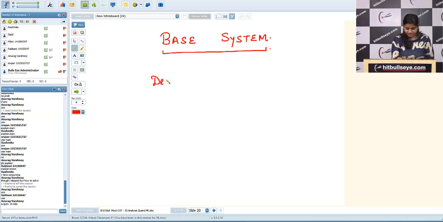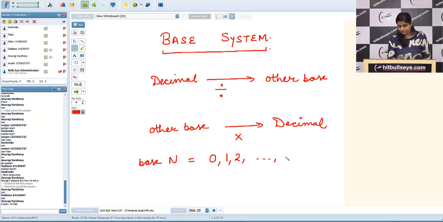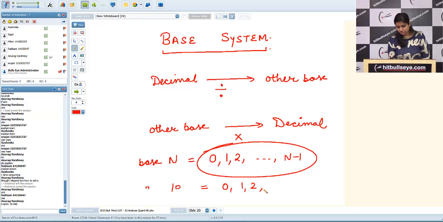See, we know that whenever you have a number in decimal and you want to go to any other base, you will successively divide. But from other base to decimal, you will successively multiply. That was the basic knowledge we normally use in base system. And one thing more, if you have say base n, in base n how many digits are allowed? They are 0, 1, 2, so on up to n minus 1. For example, in base 10 we normally use 0, 1, 2, so on up to 9. Yes, still you want to ask anything in base system?